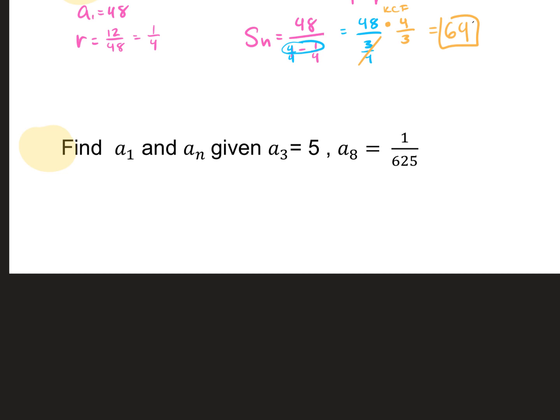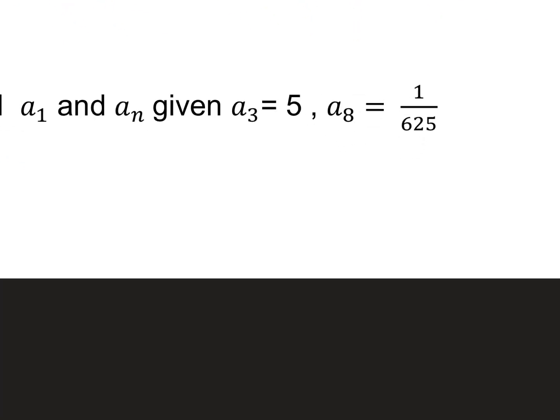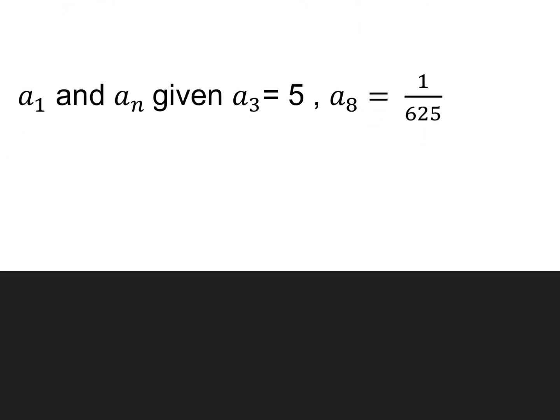So here we have to find a sub 1 and a sub n, given a sub 3 and a sub 8. It doesn't tell us here, but this is a geometric sequence. It will tell you if it only gives you 2 terms, it'll say if it's geometric or arithmetic. So we're going to use our geometric formula. So that is a sub n is equal to a sub 1 times r to the power of n minus 1. But here, I don't have a sub n and I don't have a sub 1, so what would I have to use instead?